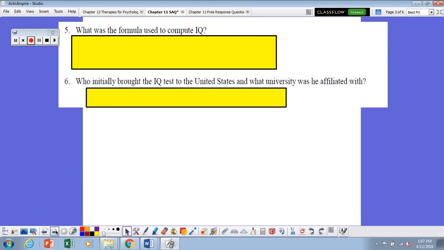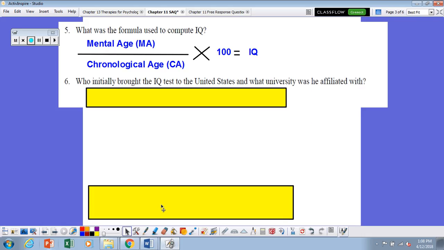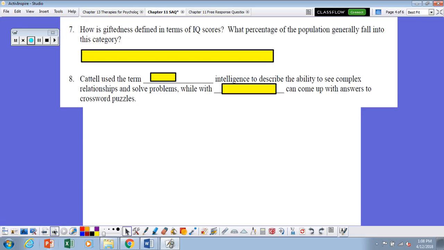Number 5, what is the formula used to compute IQ, or the intelligence quotient? And that is mental age divided by chronological age multiplied by 100 equals the intelligence quotient. Number 6, who initially brought the IQ test to the United States and what university was he affiliated with? Well, that would be Lewis Terman, and he was a professor at Stanford University.